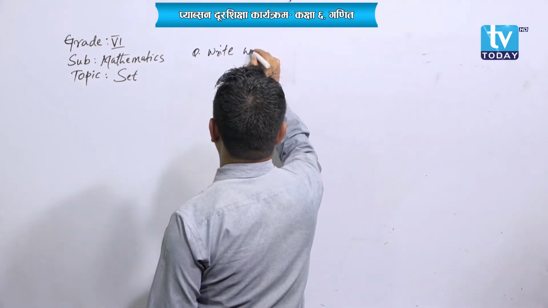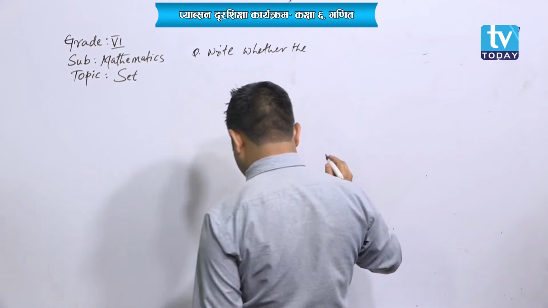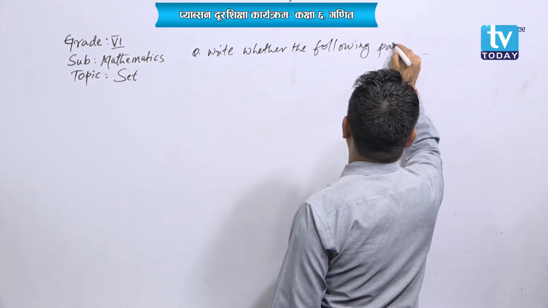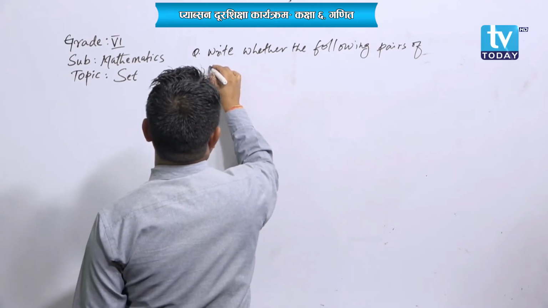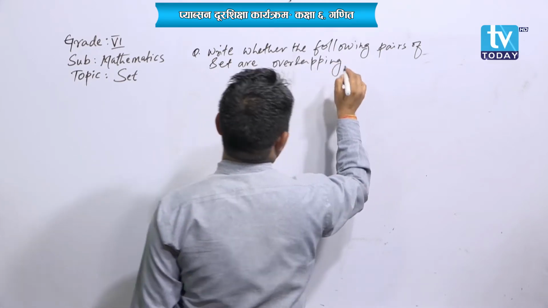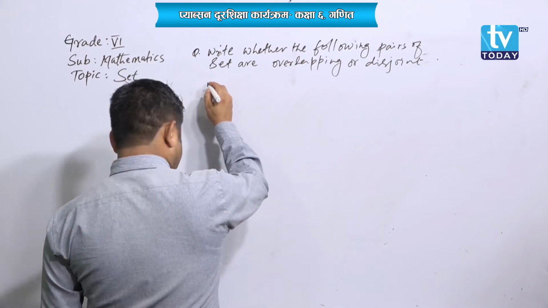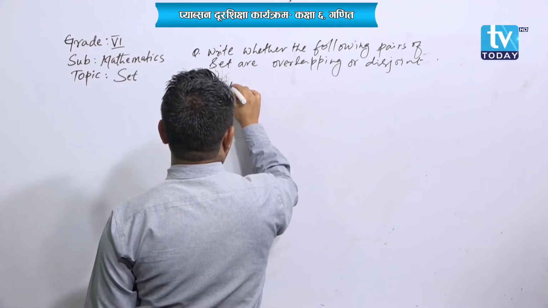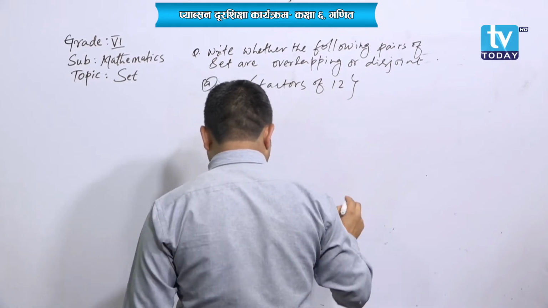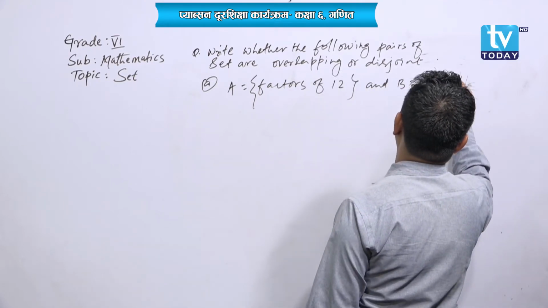Write whether the following pairs of sets are overlapping or disjoint. Okay, number one, you can write A: factors of 12, and B: factors of 18.